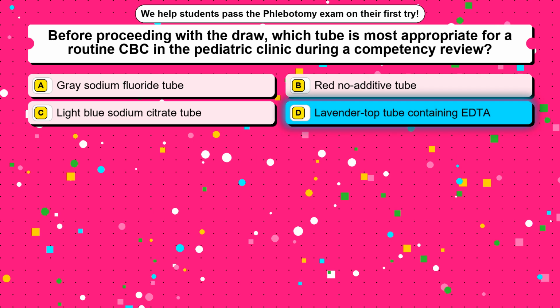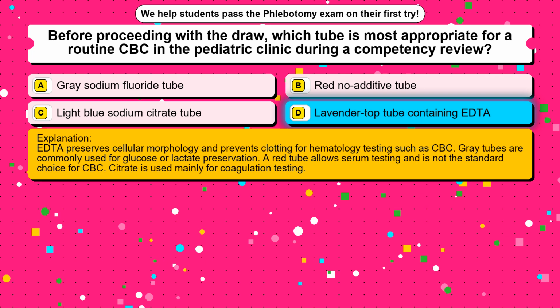The correct answer is option D. Lavender top tube containing EDTA. EDTA preserves cellular morphology and prevents clotting for hematology testing such as CBC. Gray tubes are commonly used for glucose or lactate preservation. A red tube allows serum testing and is not the standard choice for CBC. Citrate is used mainly for coagulation testing.